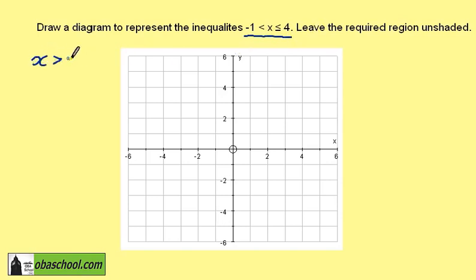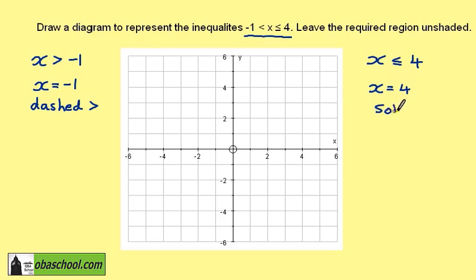Part of it is x is greater than -1. The other part is that x is less than or equal to 4. For this part we need to draw the line x is equal to -1. It needs to be a dashed line because the inequality is just a greater than, not a greater than or equal to. For this inequality we're going to need to draw x equals 4, and since it's a less than or equal to, it will be a solid line.